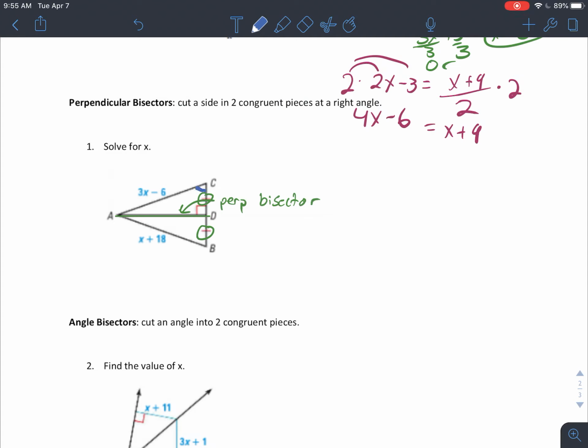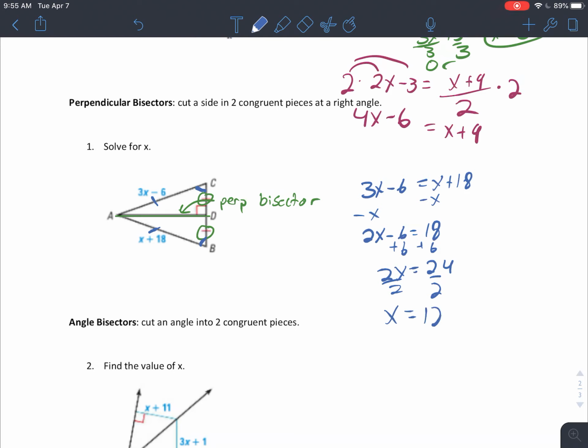So this angle would be equal to this angle, which would make this side equal to this side. So we would have 3x minus 6 is equal to x plus 18. We would subtract the x to the other side and get 2x minus 6 is equal to 18. We would add the 6 to the other side. 2x is equal to 24, divide by 2, and we get x is equal to 12.